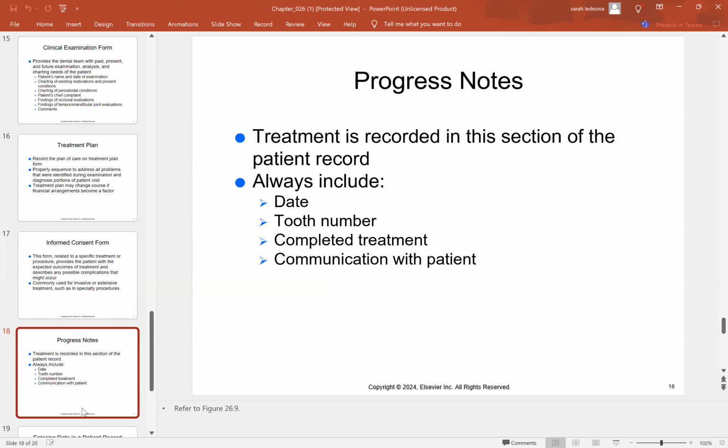Progress notes. Treatment is recorded in this section of the patient record. It should always include the date, tooth number, completed treatment, and any communication with the patient.